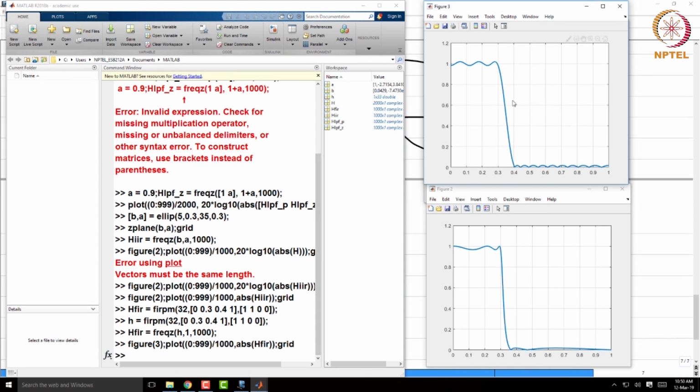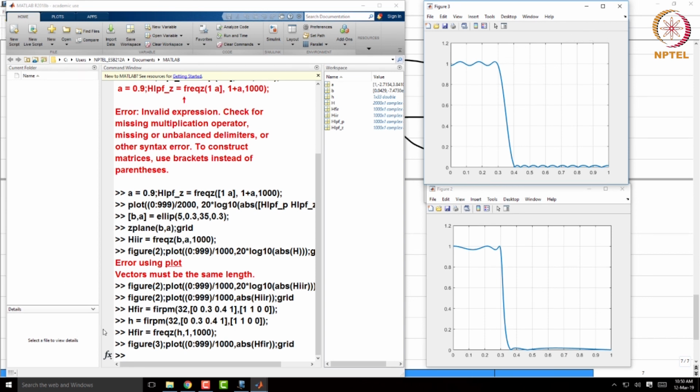But the point is, this is a 32nd order FIR filter. So, this is an FIR filter, this order is 32, whereas this is just 5th order. So, with 5th order you are able to get a frequency response that has this pass band, this transition band, and this stop band, whereas you need a much higher order when it comes to the FIR case.